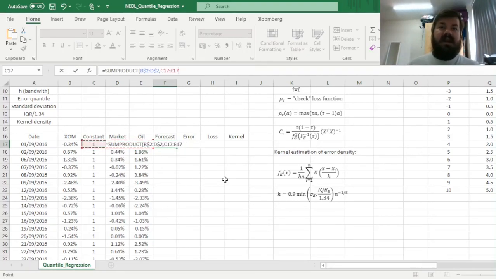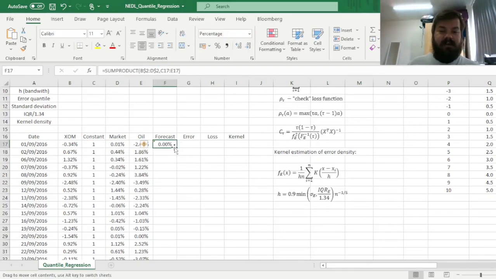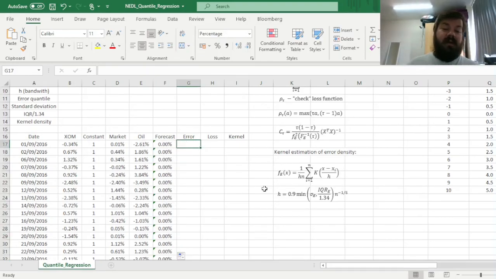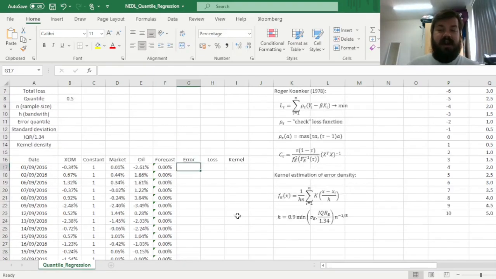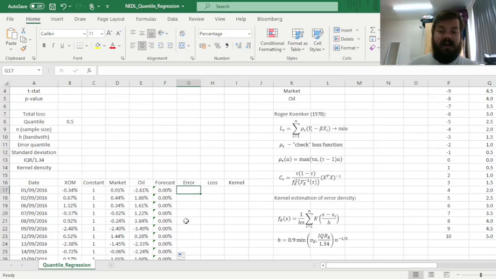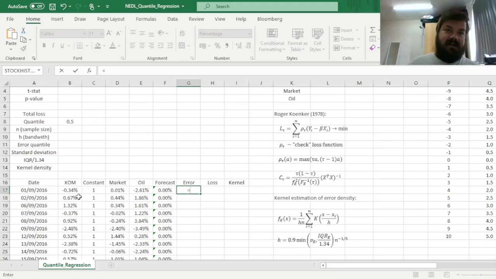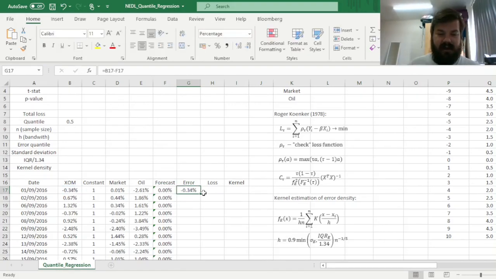For convenience, we have got a column of ones to represent the constant, and that is crucial both for the current calculation and, most importantly, for the calculation of the covariance matrix and the standard errors. So we can enforce this formula and get our forecast over here. And then we can calculate our prediction error, as in the loss function, by subtracting the forecast from the realized values of the y variable. So we just calculate the differences over here.